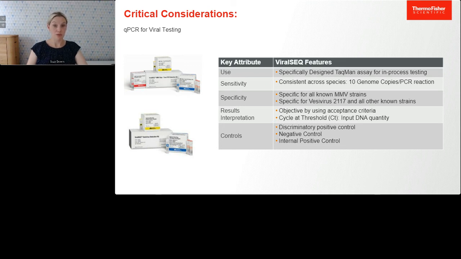These are commercial off-the-shelf kits, so they contain everything you need for your assay. And just like the Microseek kit, the Viral-seq kits also come with their own discriminatory positive controls, so that you don't have to worry about any accidental cross-contamination. They also include a negative control and an internal positive control.